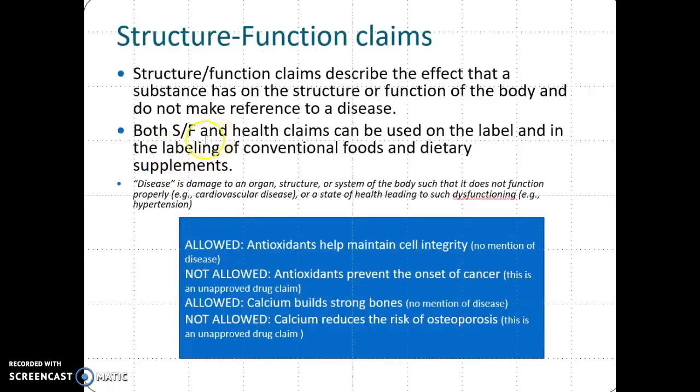And here's more on structure function. So here's an example, like antioxidants may help maintain cell integrity, because they don't say what kind of disease it's going to help or hurt or prevent. But they can't say antioxidants prevent the onset of cancer because it's not been proved. They could say calcium builds strong bones, but they can't say calcium reduces the risk of osteoporosis unless they can prove it from research. There's nothing proven at this point. So here's a lot of discussion about the structure function.